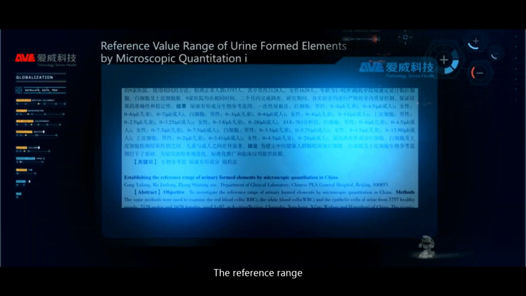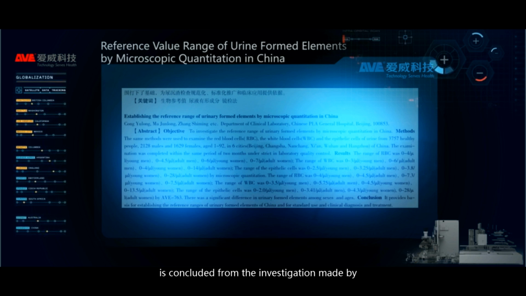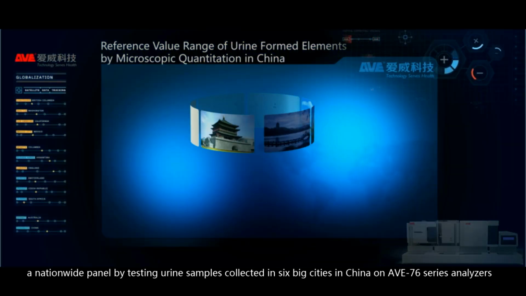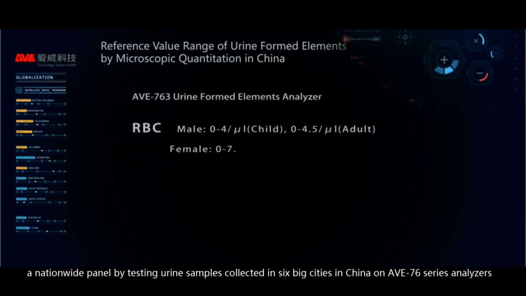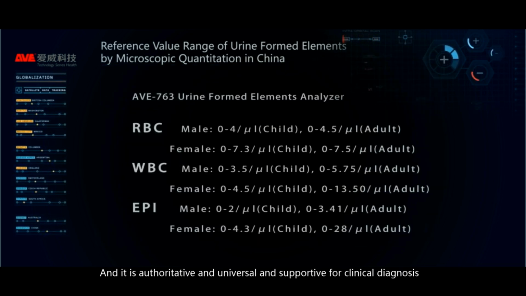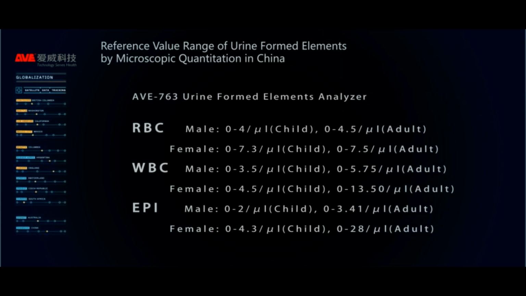Reference range of uncentrifuged urine formed elements by microscopic quantitation. The reference value range, which is classified by gender and age, is concluded from the investigation made by a nationwide panel by testing urine samples collected in 6 big cities in China on AVI-76 series analyzers, and it is authoritative and universally supported for clinical diagnosis.